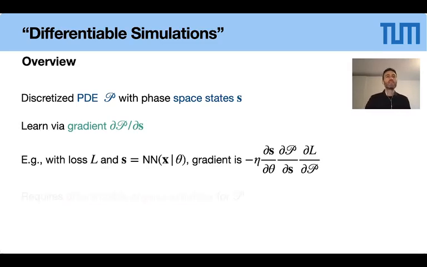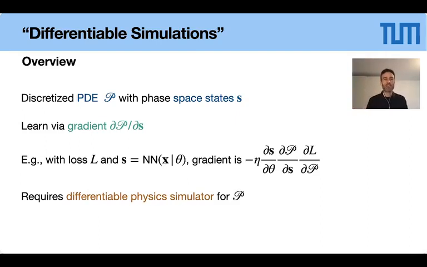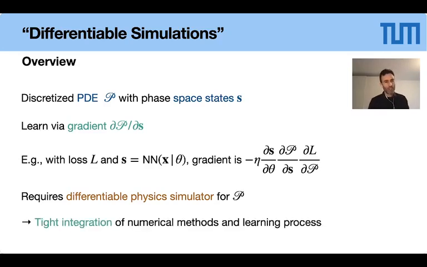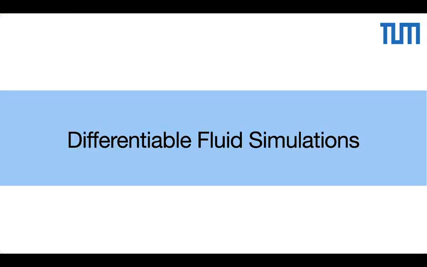Yeah, so the key requirement, of course, is that this PDE that we're looking at, the simulator, gives us a derivative. It's not always the case, but if that's possible, then we can achieve a very tight integration of a physical system and such a learning-based optimization. And that will really be the larger goal of what I'll be talking about in the following. All right, so much for the introduction.